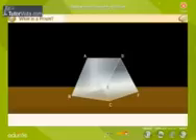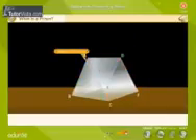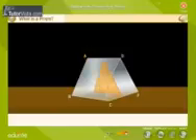The line along which the refracting surfaces meet is called the refracting edge of the prism. The angle between two refracting surfaces is called the angle of the prism. Any section of the prism perpendicular to the refracting edge is called the principal section of the prism.